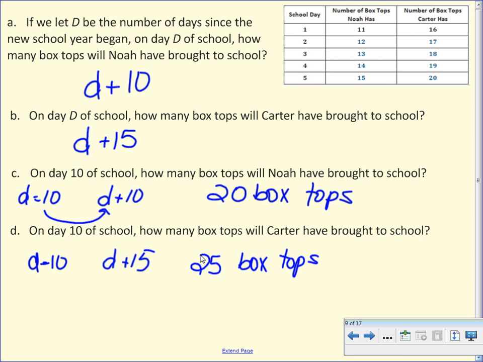Yes. I noticed that Carter always has 5 more box tops. Yeah, because he started with 5 more. Yep. Because his aunt is totally better than the other grandma. Yeah.